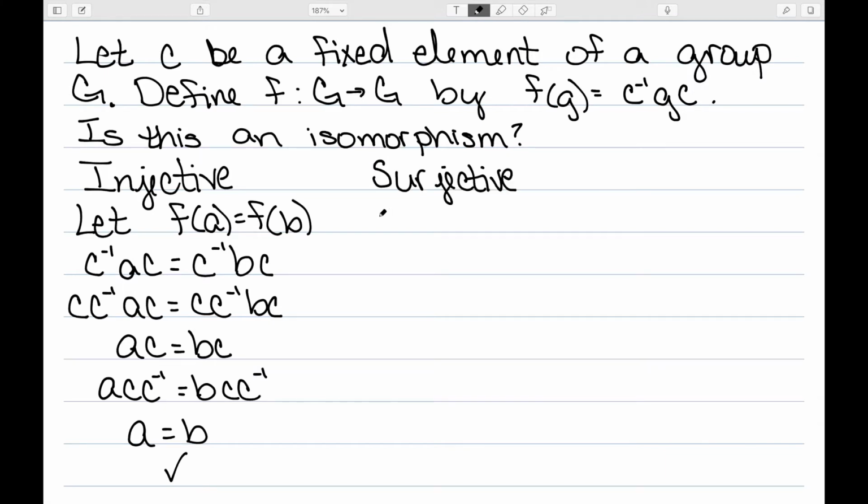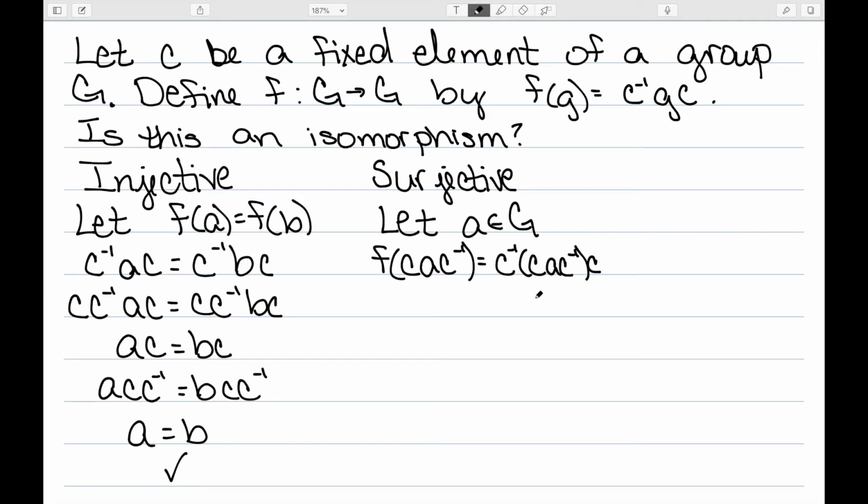Next, let's show surjective. So let's pick an element in G, and I need to find something that maps to it. Well, if I were to do F of CAC inverse, this would be C inverse times CAC inverse C. My associative property lets me go ahead and regroup this so that I would just have an A. So I have an element in G that maps to every element A.